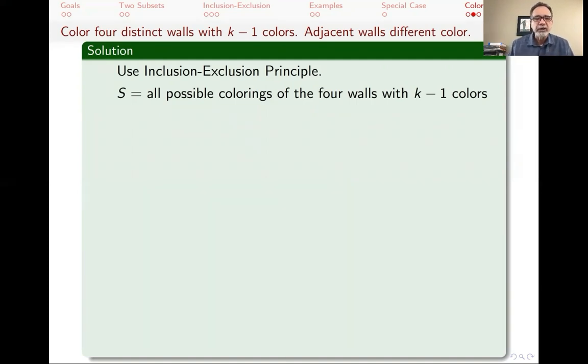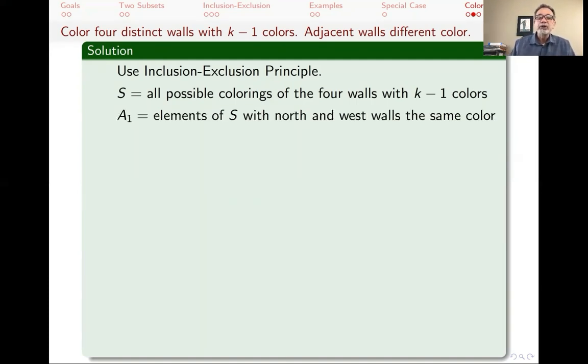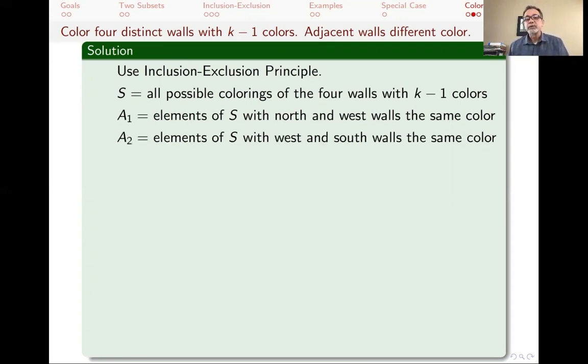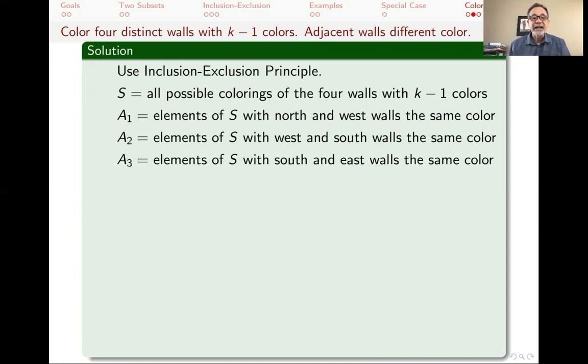So S is all colorings. And then A1 is going to be those colorings where the north wall and the west wall have the same color. The walls here are distinct in the sense that I know this is the wall that has that window, that's the wall that has the door, this is the one where I want to put that painting on, and so forth. So each element of S is one way of coloring the walls, and elements of A1 are those ways of coloring the walls where the north and west have the same color. Likewise, A2 is going to be the ones where west and south have the same color. A3 is going to be the ones where south and east have the same color.